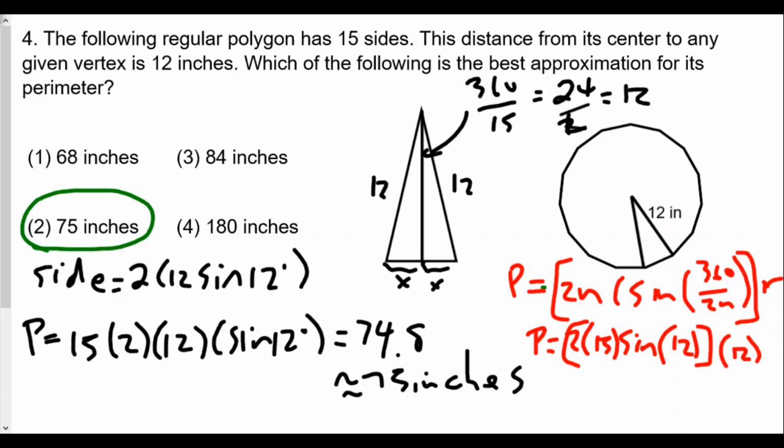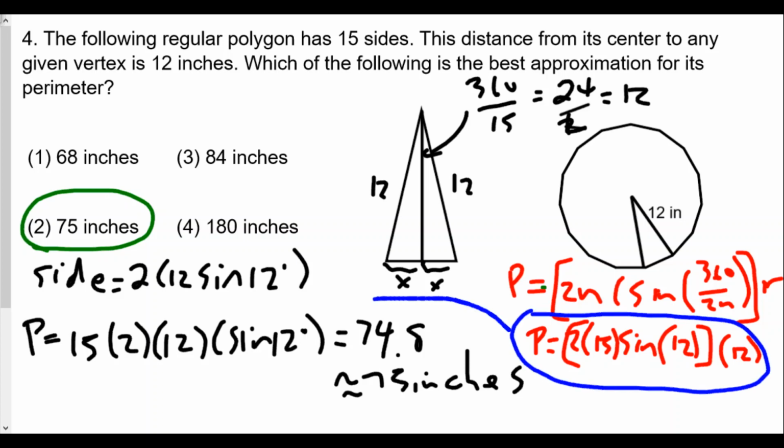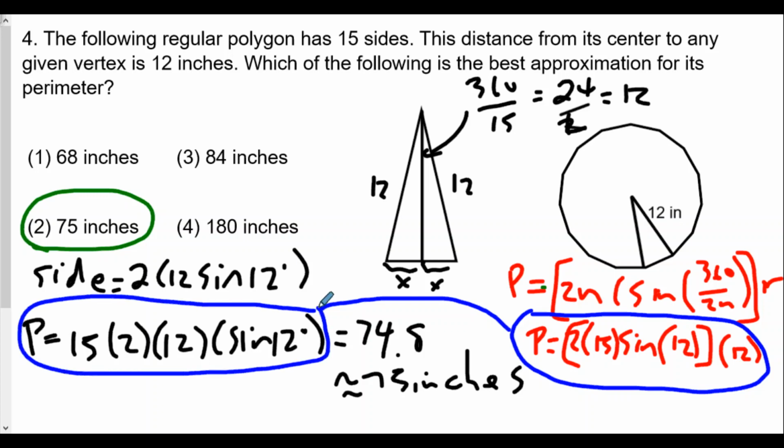This equation is the same exact as this equation, just moved around because multiplication is commutative. We're totally good, and we get the same exact answer. So that's the second way of doing this, using that formula we had, except multiplying the formula by r.